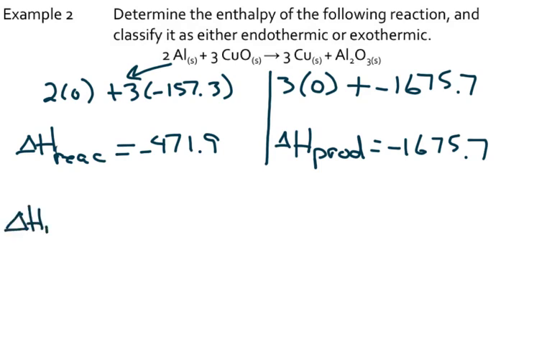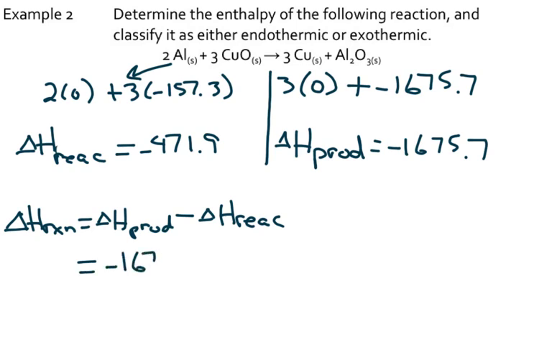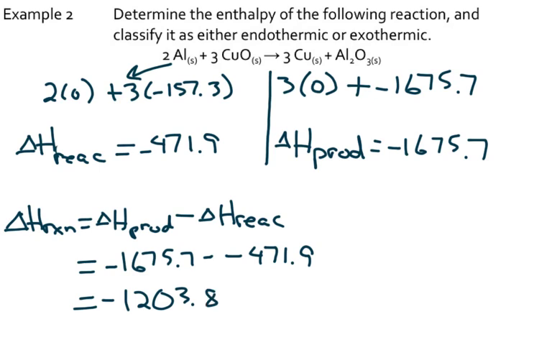So then the delta H for the overall reaction is delta H of the products minus delta H of the reactants. So negative 1675.7 minus negative 471.9 gives us a total of negative 1203.8, units being kilojoules per mole. And again, since we have a negative delta H, that tells us that the reaction is exothermic.